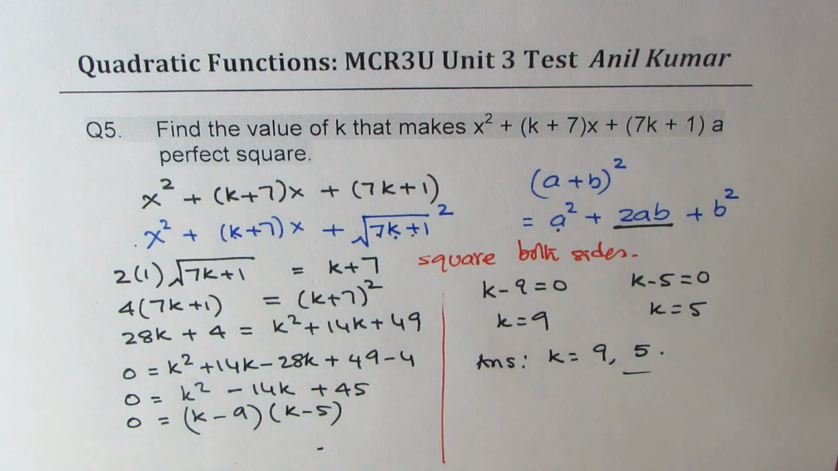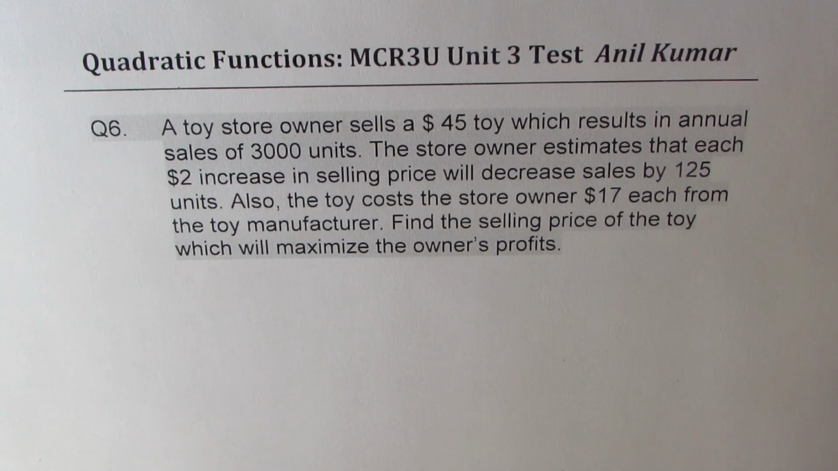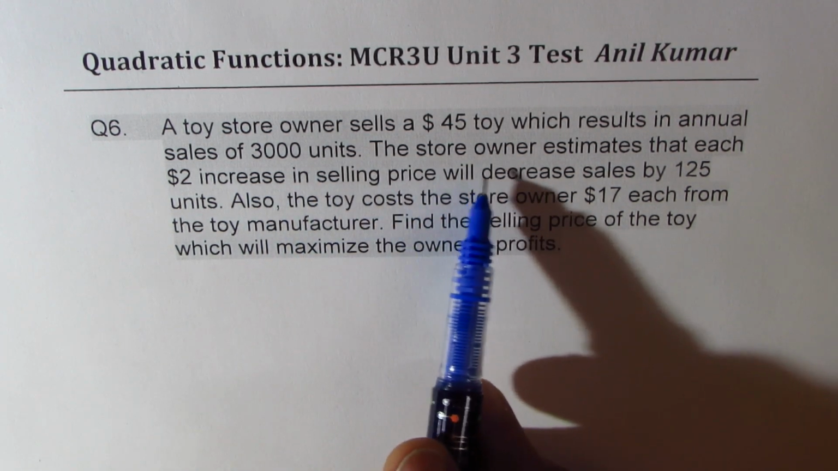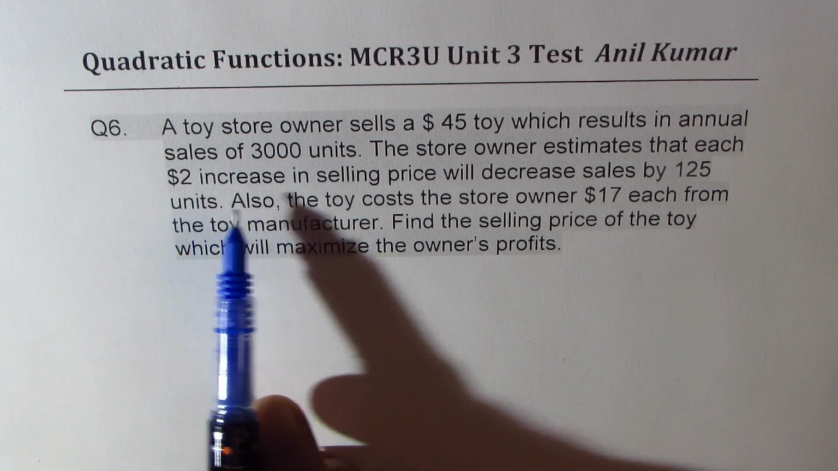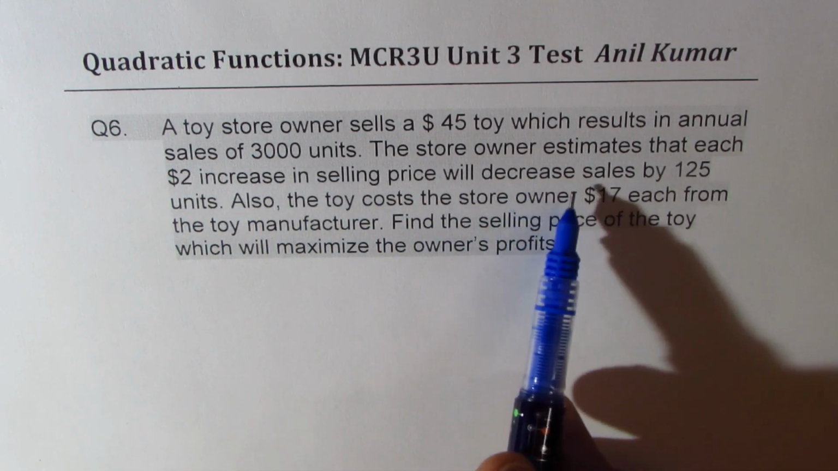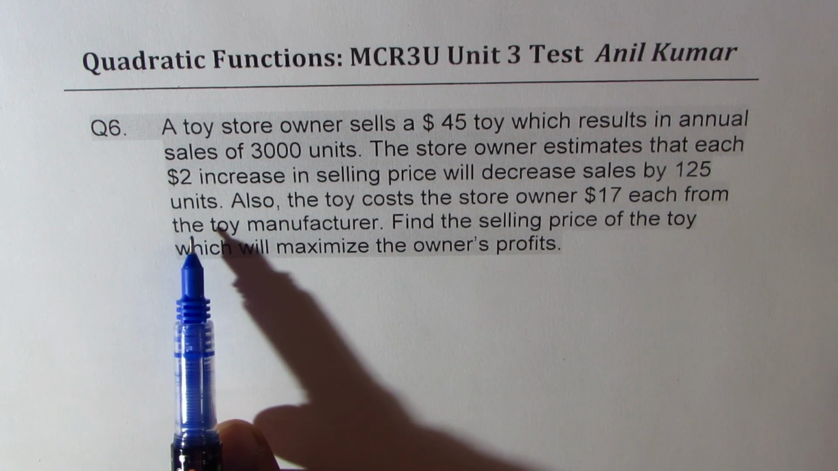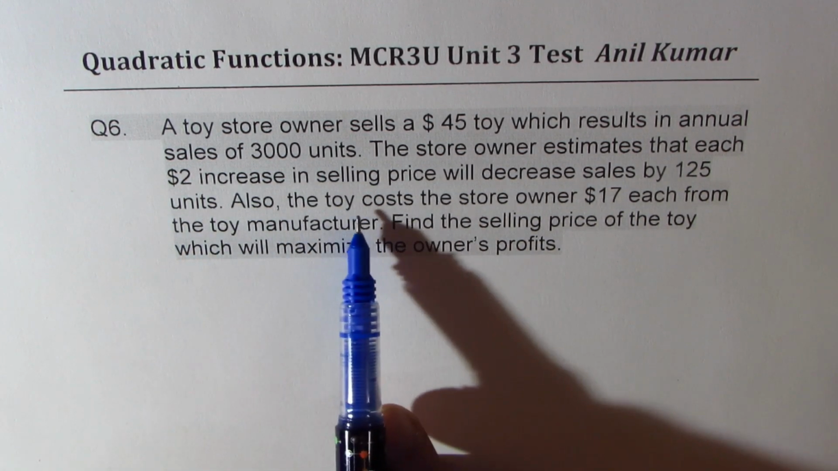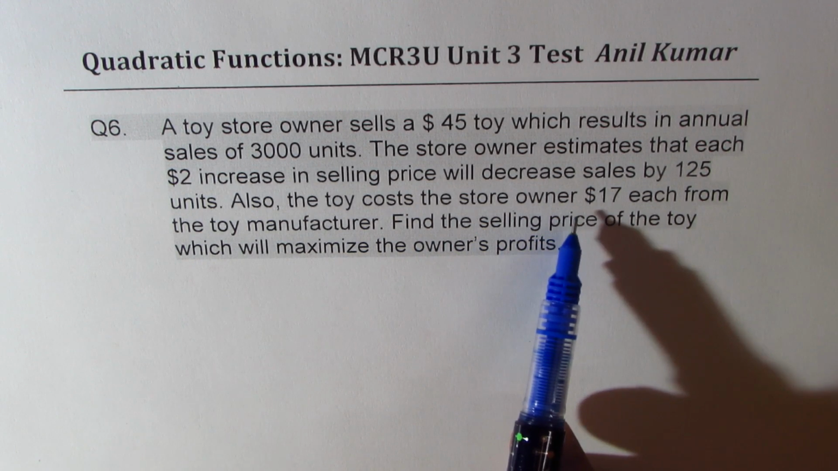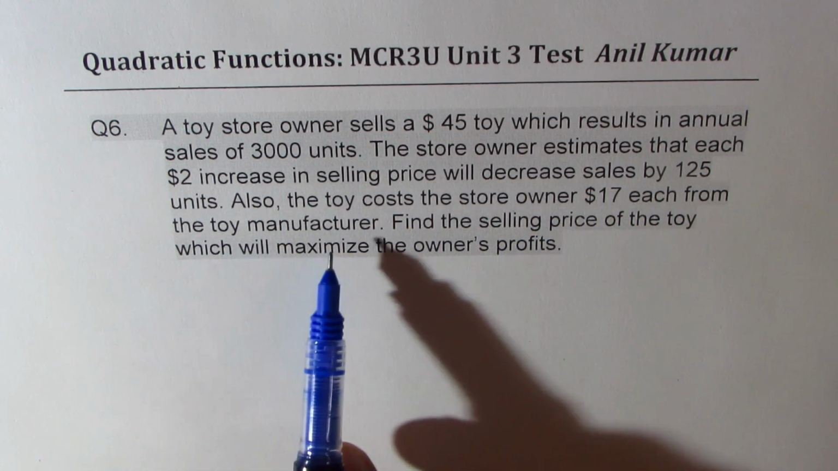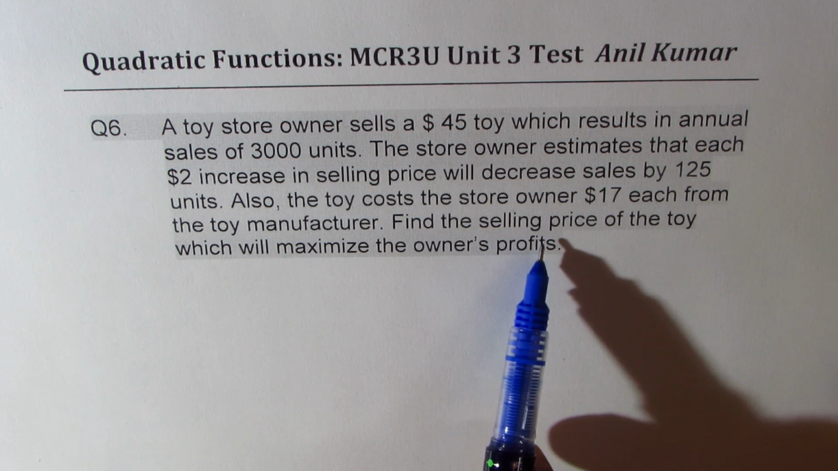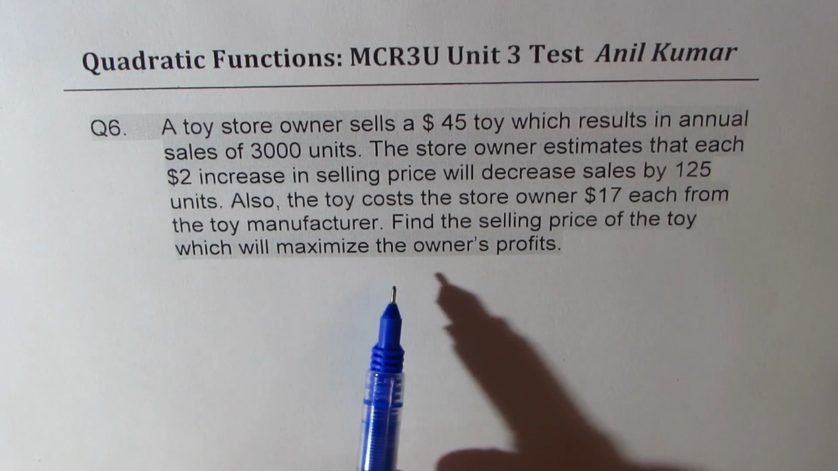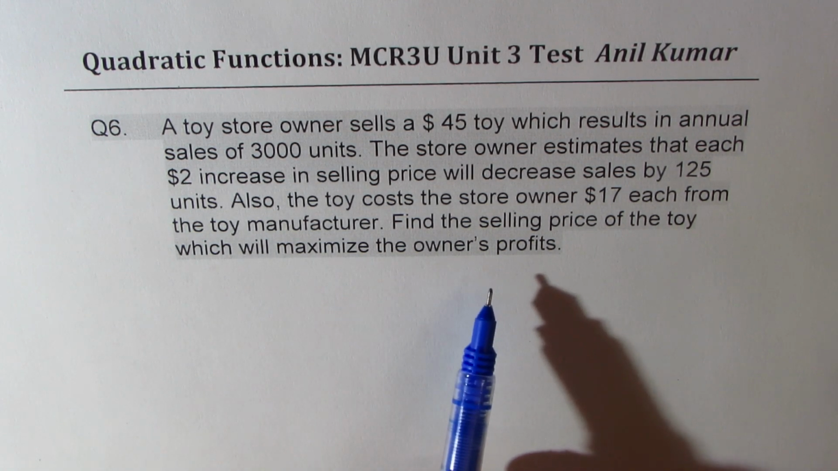Now let's take up the word problem. Now here is question number 6. A toy store owner sells a $25 toy which results in annual sales of 3,000 units. The store owner estimates that each $2 increase in selling price will decrease sales by 125 units. Also, the toy costs the store owner $17 each from the toy manufacturer. Find the selling price of the toy which will maximize the owner's profit.